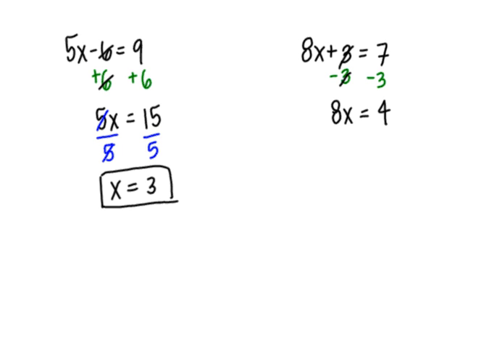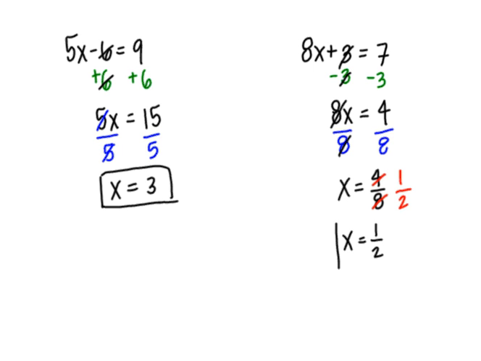To get x by itself here, I'm going to divide by 8. The 8's cancel out and leave me with x. And on the right-hand side, I get 4/8. 4/8 is not reduced, so I have to reduce it. I know 4 goes into 4 one time, and 4 goes into 8 two times. So my final answer for this one is actually 1/2.